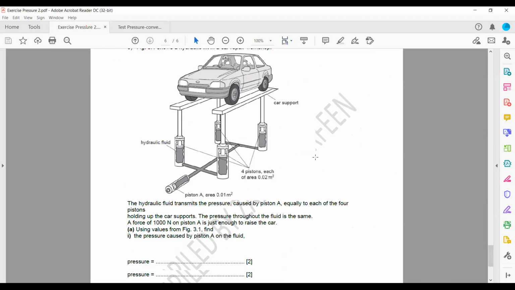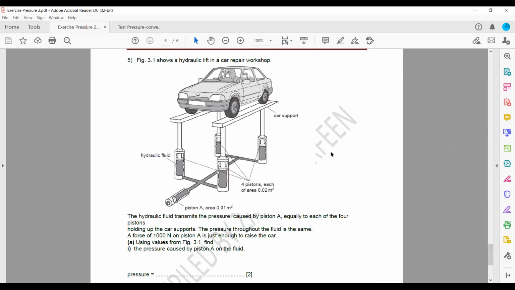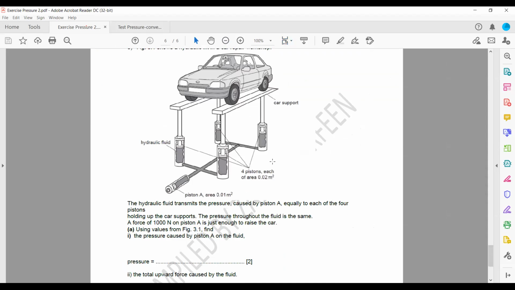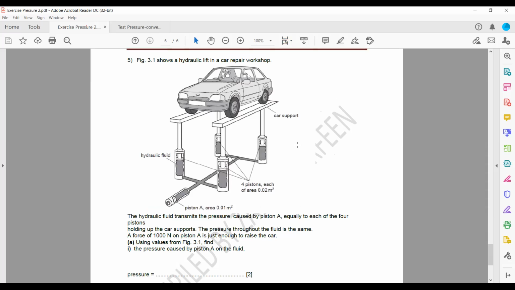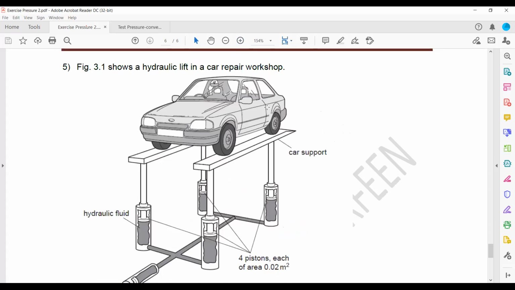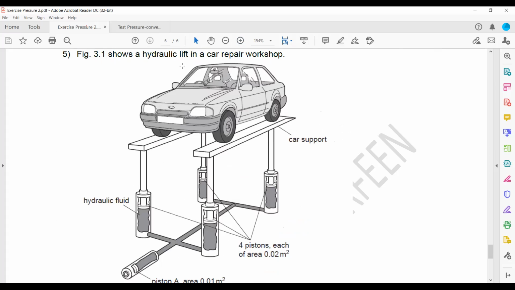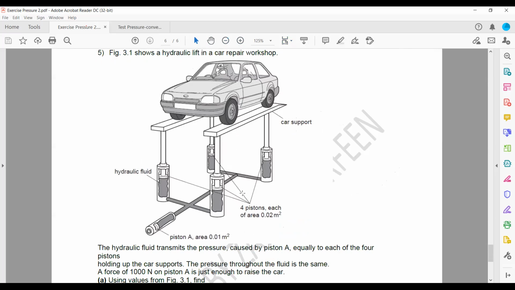It's very common. This is normally used if they want wheel alignment, or to check anything underneath the car, or balancing the car. So normally they use these hydraulic lifts. Figure 3.1 shows a hydraulic lift in a car repair workshop.